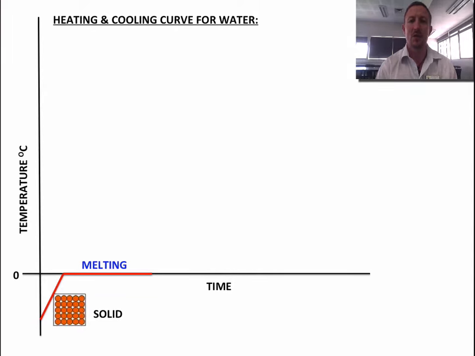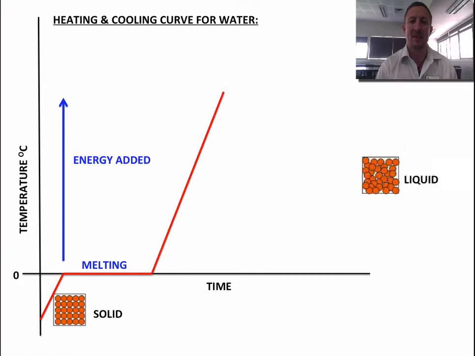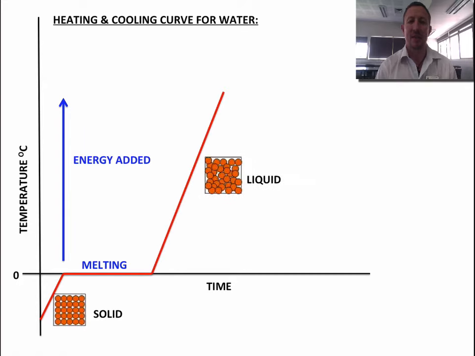So as a result, all the energy that's been given to the ice by the Bunsen burner is basically going into the particles. The particles are slowly moving apart, and this takes time. As a result, the temperature remains at a constant level. Once all the particles have got enough energy, the temperature can rise dramatically, and as energy is added, we see a dramatic increase in the temperature, and we go into a liquid state.